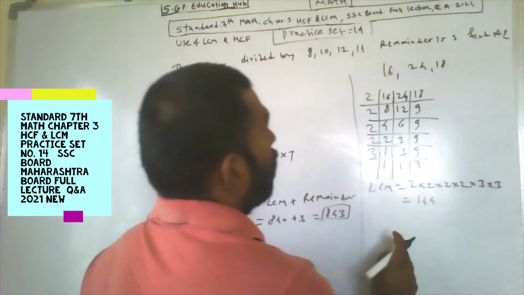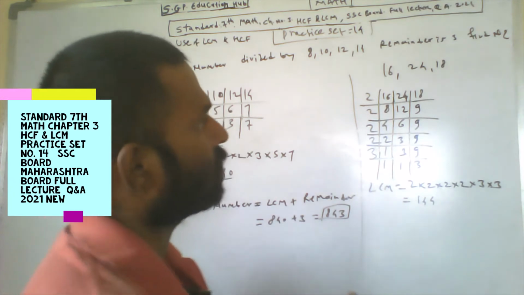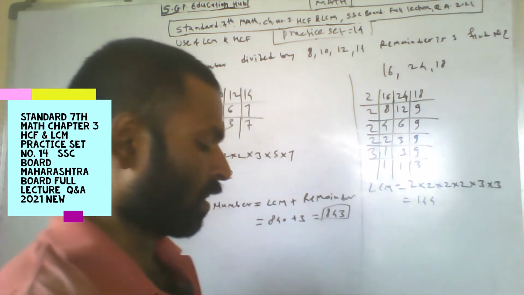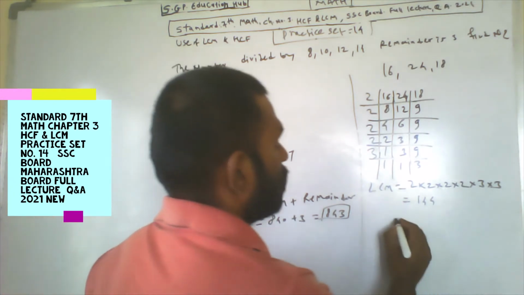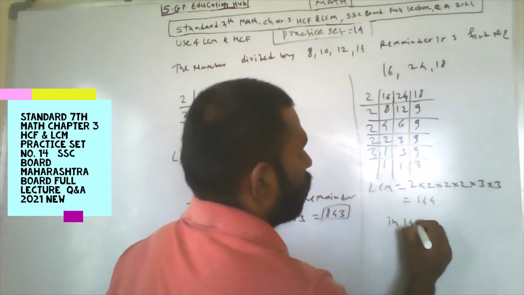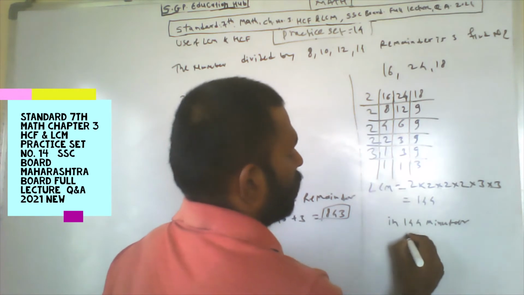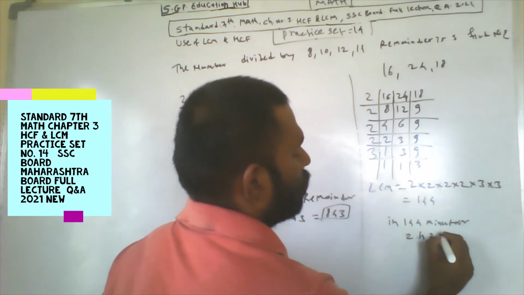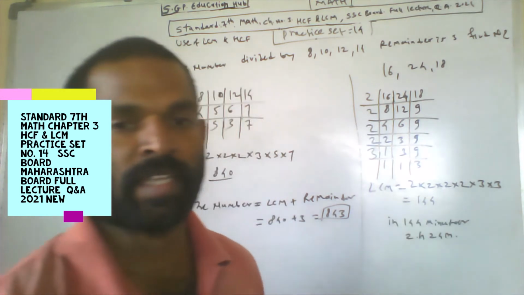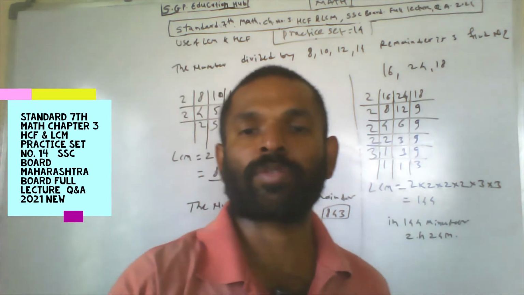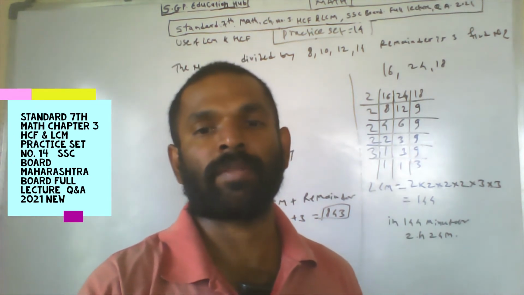144 minutes. So all of these three will come together in 144 minutes, which means 2 hours and 24 minutes. This is the answer. Now we are going to solve practice set number 14.